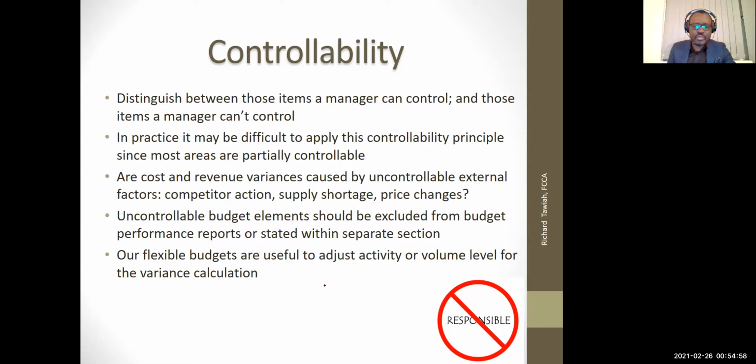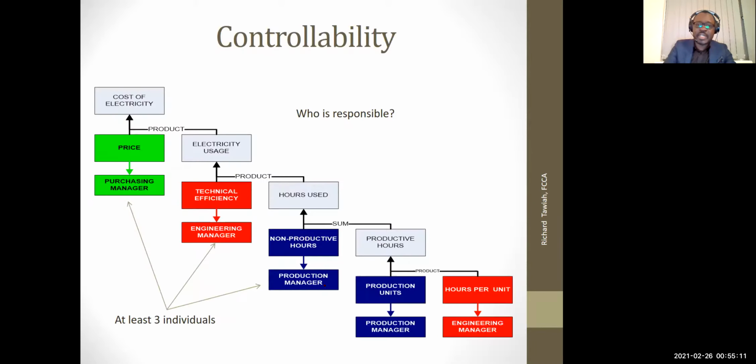Uncontrollable budget elements should be excluded from budget performance or should not be used to evaluate the performance of the manager. And then our flexible budgets are useful to adjust for activity volume and levels to help in variance analysis. So they need to have flexible budgets, okay?